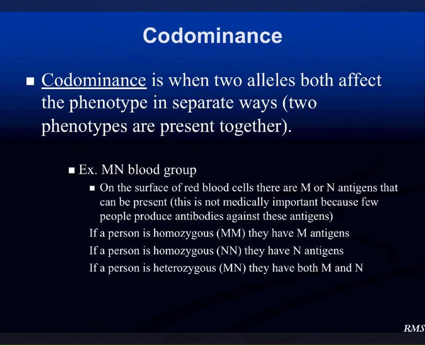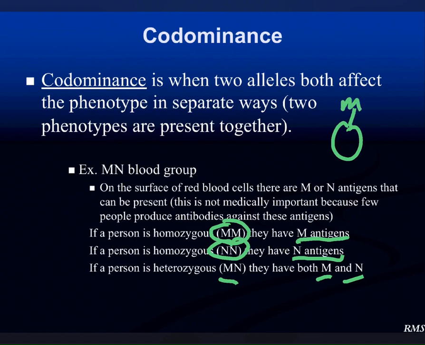If you're homozygous for MM, that means you have the M antigen. If you're homozygous for NN, that means you have the N antigen. But if you're heterozygous and you have M and N, that means you have both of them on your cell surface. So let's say in this example we have ones that look like this, and ones that look like this. This person has the M antigen, they would be MM. This person has the N antigen, they would have a genotype of NN.